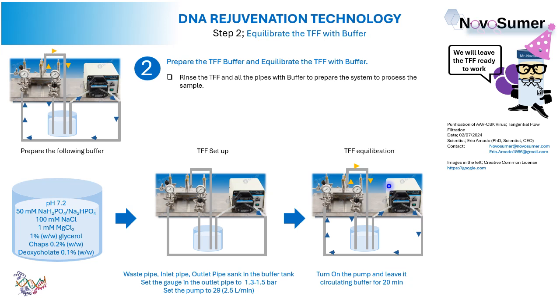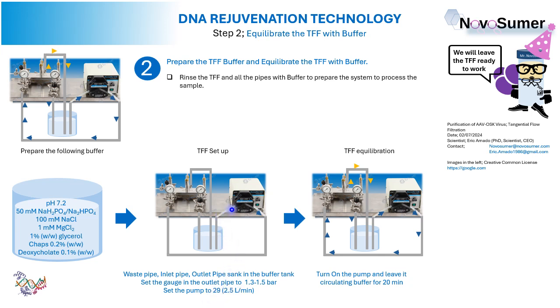Okay, so what are we going to do? We set up the TFF system. All the things will be connected to the buffer recipient. Okay, so let's read with me. The waste pipe, this pipe, you remember, will be connected to the buffer recipient. Also, the outlet pipe, this pipe, will be connected to the buffer recipient.